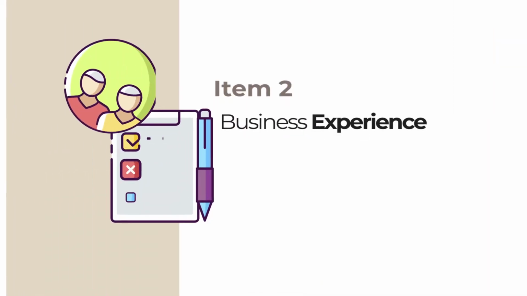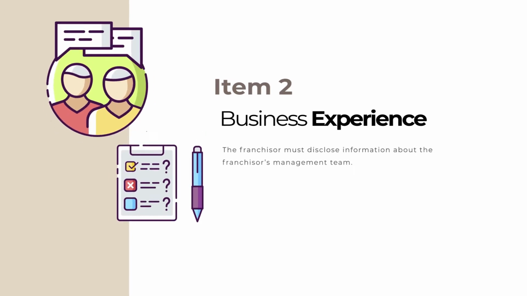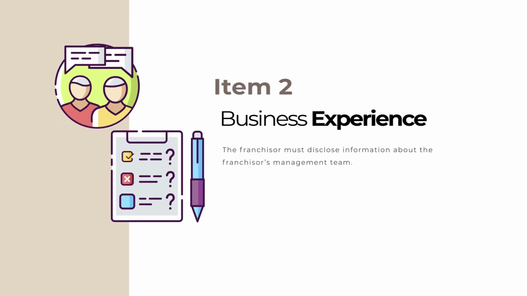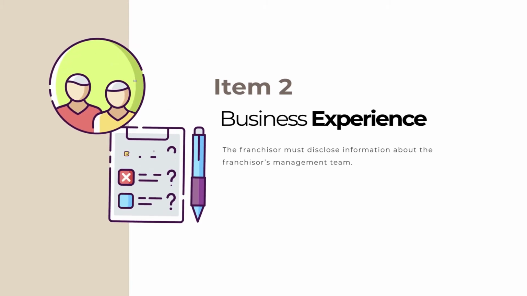Item 2 is business experience. This part outlines the people involved in the franchise. It'll also highlight their backgrounds if they came from other brands. It's always a good idea to do a little bit of research on the leadership team.